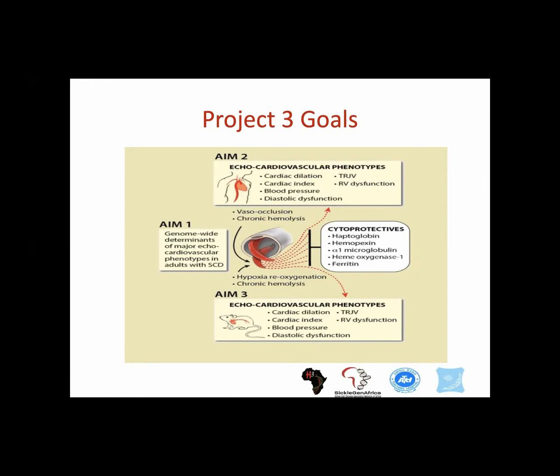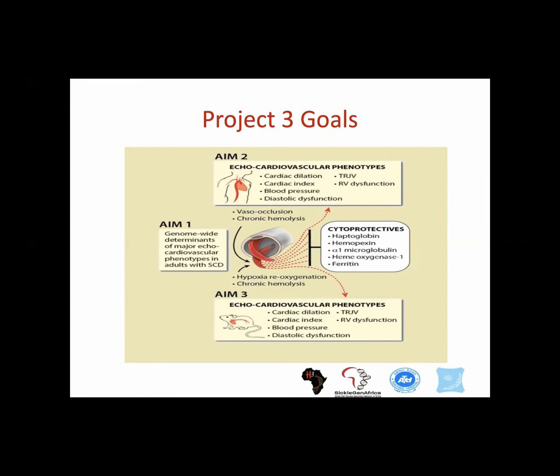And we will also try to determine the role of hemolysis modifier proteins, which we are all familiar with. They are listed as cytoprotective proteins: haptoglobin, hemopexin, alpha-1 microglobulin, hemoglobin, and ferritin. We want to see whether there are any polymorphisms in these proteins, and whether they determine specific echocardiographic phenotypes. And finally, we are going to functionally validate the effect of these proteins against the development of major cardiovascular phenotypes in sickle cell mouse models.